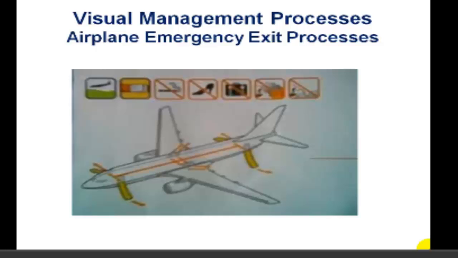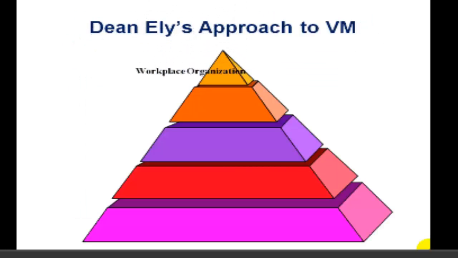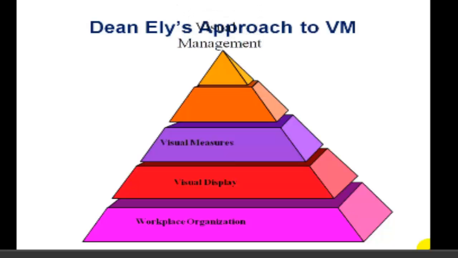So let's look at Dean Ely's approach to visual management. She comes at it a little bit different than we do. The bottom line is workplace organization, visual displays, visual measurements. And the top one, when it gets down here a little bit later, it's going to say visual management. So it's the same subject, just broken out a little bit differently, but that's fine.